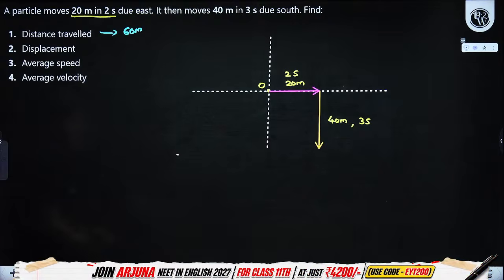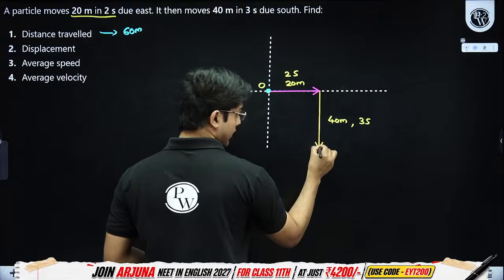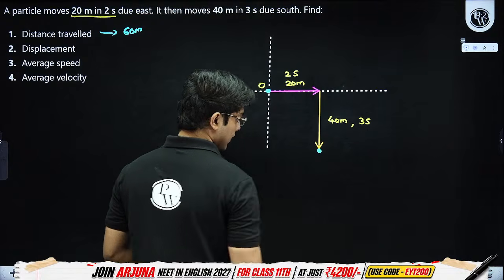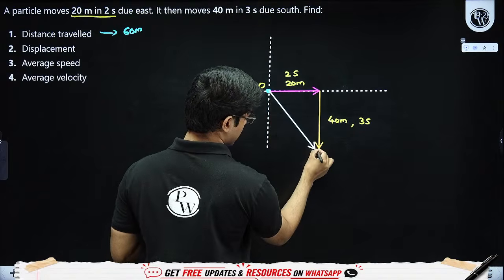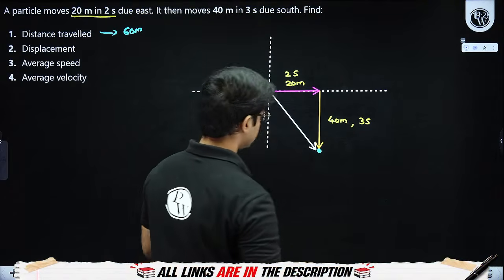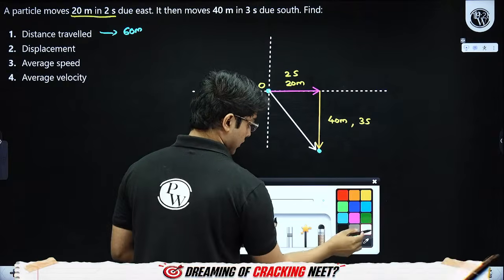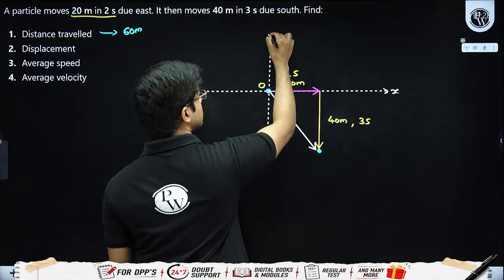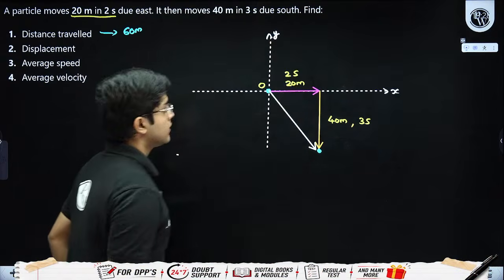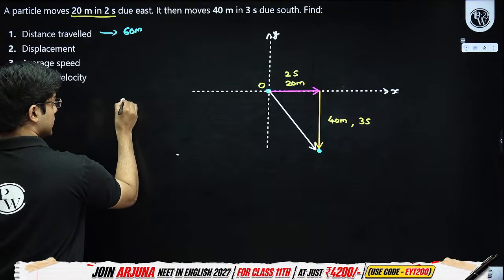What about displacement? O is the starting point. This is where the particle is at the end. Connect these 2 points. Now let's just write the displacement vector. Say this is the x-axis, this is the y-axis. So you can write the displacement vector.